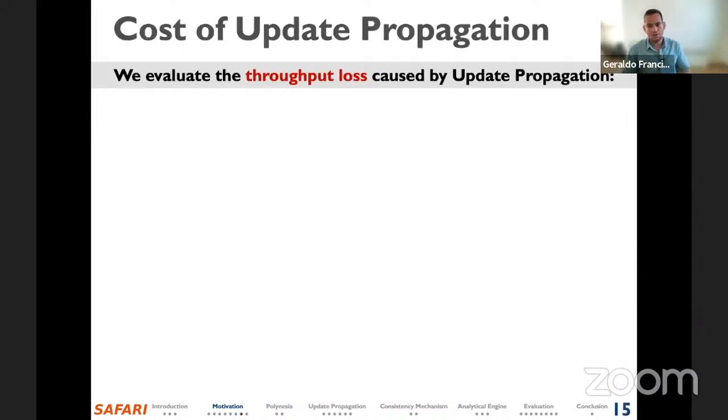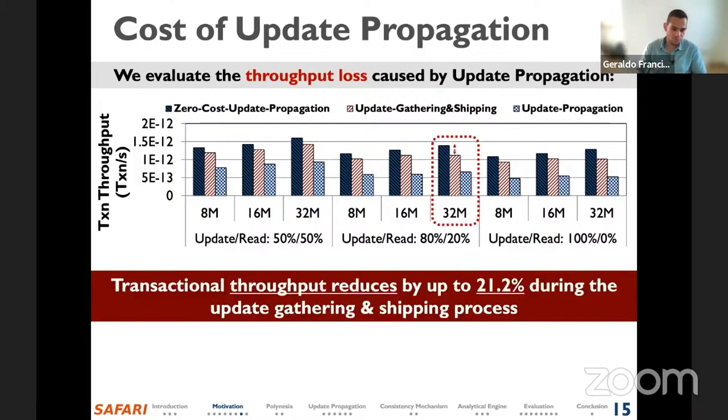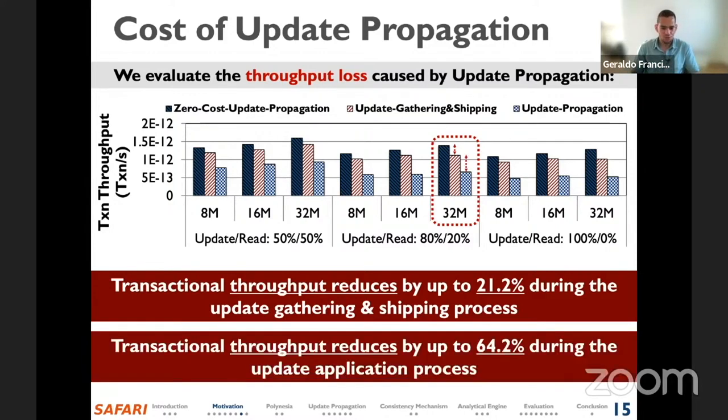So we evaluate the cost of update propagation in a multiple instance system. In this plot, we evaluate the transactional throughput for varying numbers of transactions and also update-read ratios. We compare the transactional throughput of a system where the update propagation has zero cost with a system that performs only update gathering and shipping and a system that performs the entire update propagation process. We observe from the figure that the transactional throughput reduces by up to 21.2% during the update gather and ship process, and further reduces to 42.2% during the update application process.